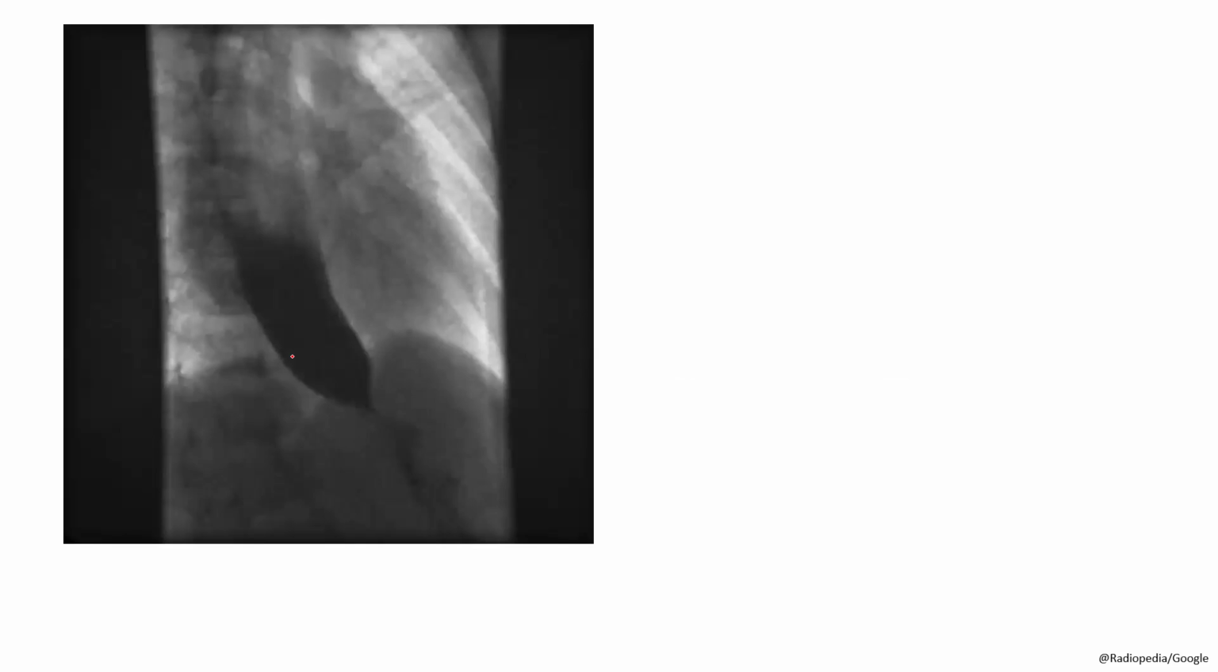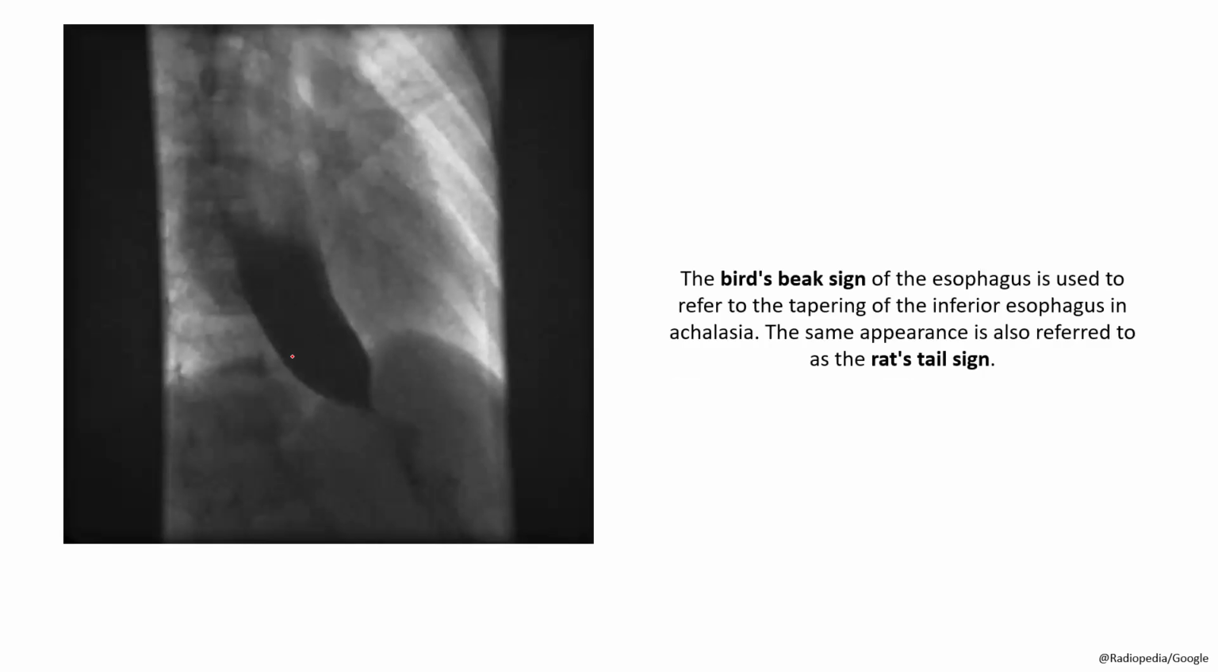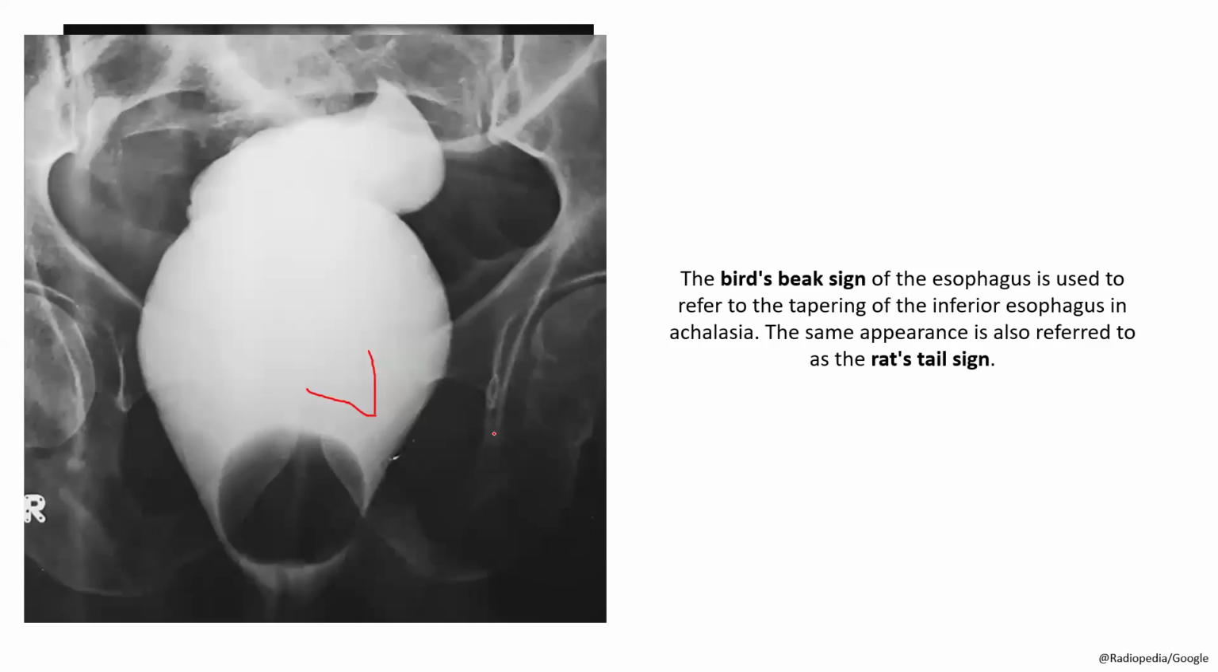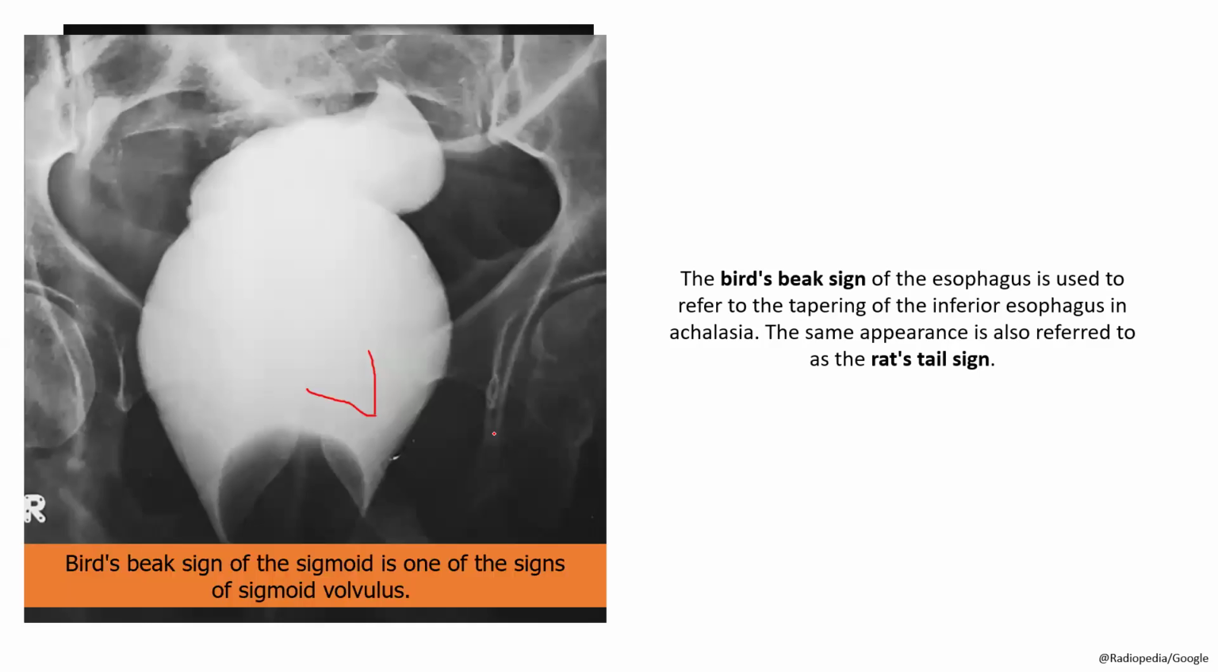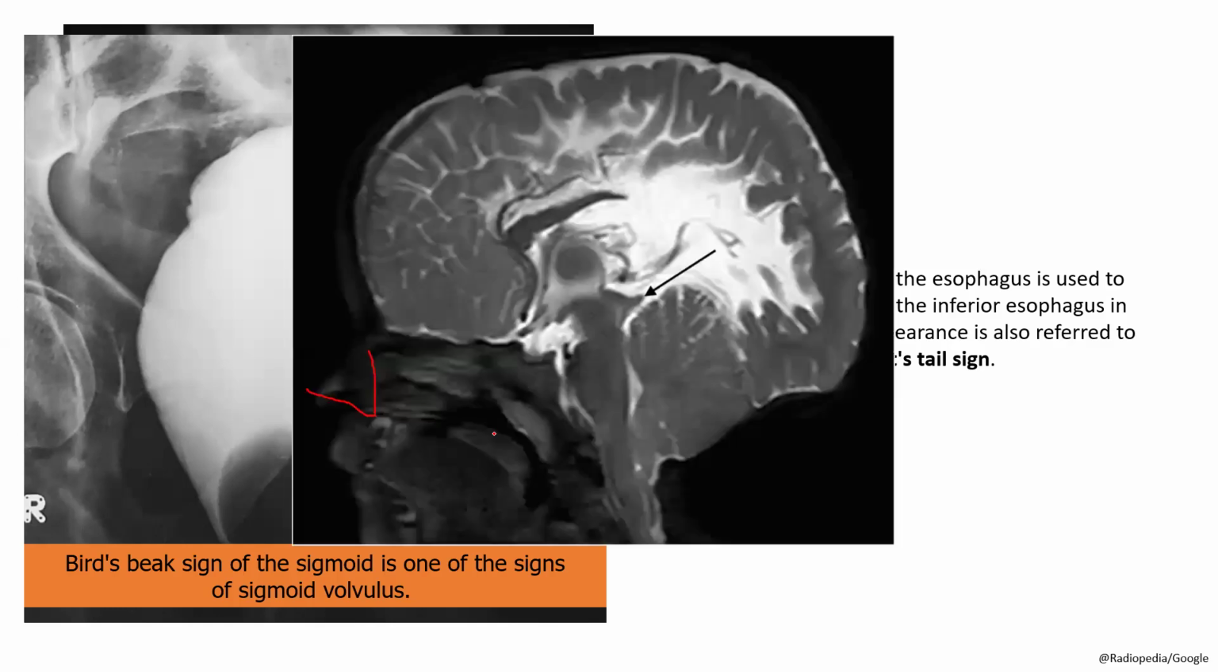Which sign we are seeing here? Another barium swallow. This is a bird's beak or rat tail sign which indicates esophageal achalasia. So the distal esophagus is narrow and it gives an appearance of a bird beak or rat tail. Another bird beak sign has also been described in the sigmoid colon in this positive contrast study of large bowel, which indicates sigmoid volvulus.